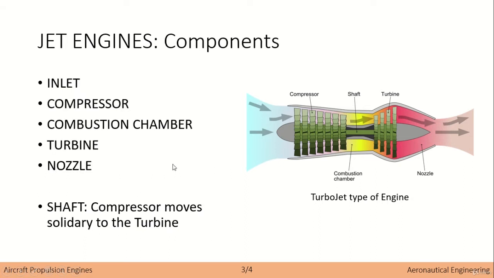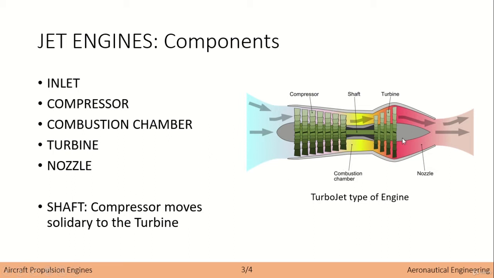Let's see the different components. So we have the inlet, which is basically this part over here. In a turbojet we have a basic inlet. In a turbofan we would have a more complex inlet, which we will discuss in a bit. Then we have the compressor, where we have an increase of the pressure, as we mentioned. The combustion chamber over here, the turbine, and finally the nozzle. In addition, we have a shaft in the middle, which relates the rotation of the turbine to the rotation of the compressor.